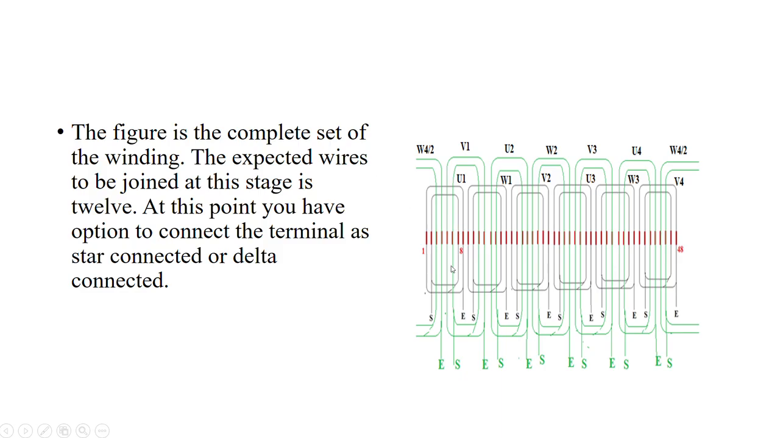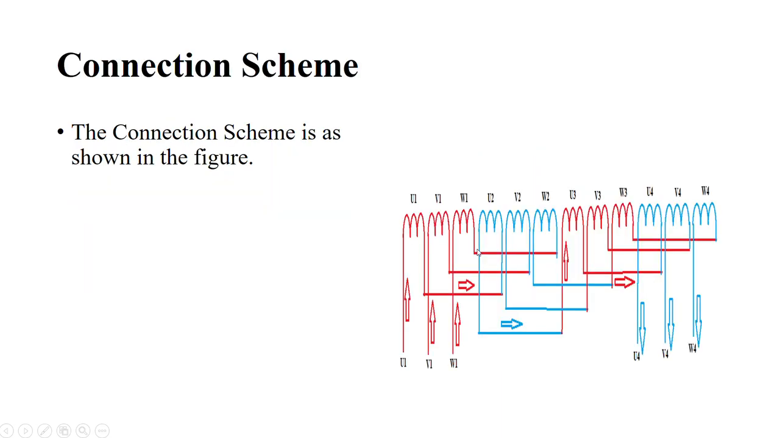You start from here. 1, 2, 3, 8. You do the same thing until the end. If you are done with that one, you'll be left with two here, outside here, and two here. Now that's what makes the other one. This is the complete figure.